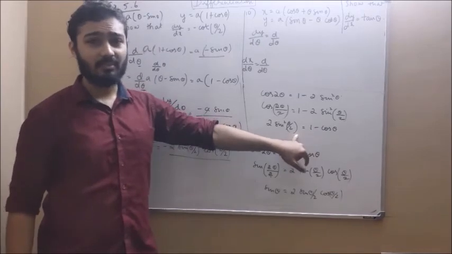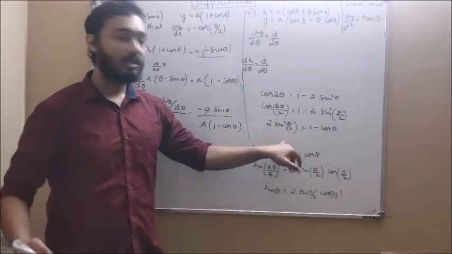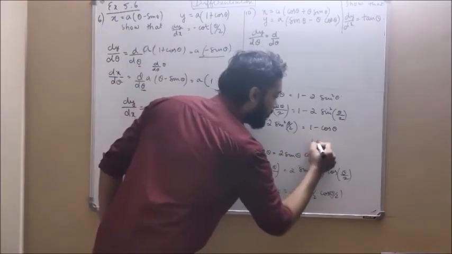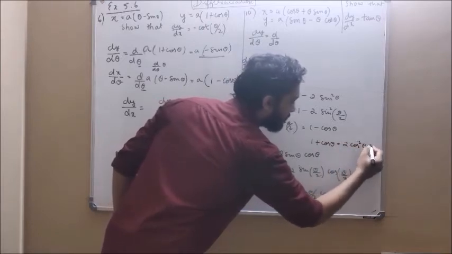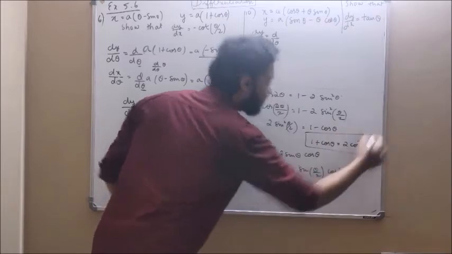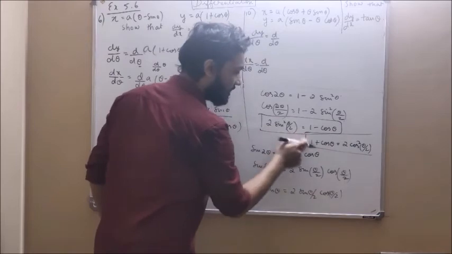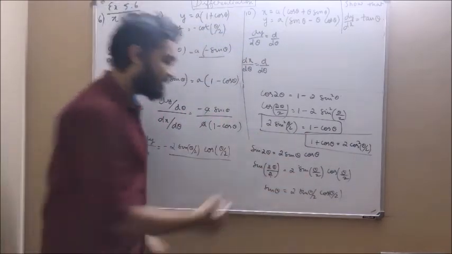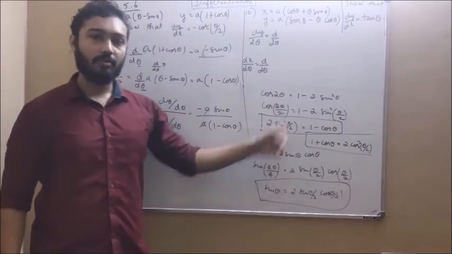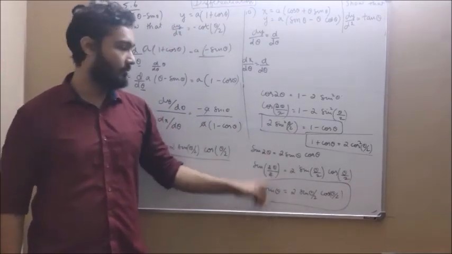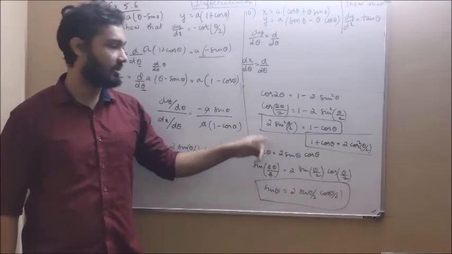So this is a ready formula. You have to remember 1 minus cos theta is nothing but 2 sin square theta by 2. There is one more formula. 1 plus cos theta is nothing but 2 cos square theta by 2. So these two formulas you need to remember. This formula, this formula and this formula. So these three formulas are nothing but half angle formulas. These three formulas you have to remember. This will come in handy anytime, especially in differentiation, inverse trigonometric functions and many other things.